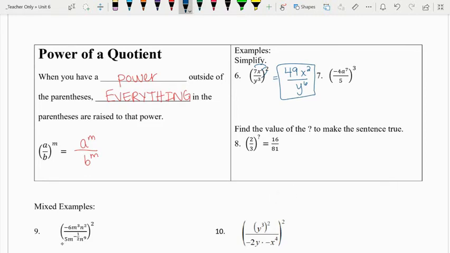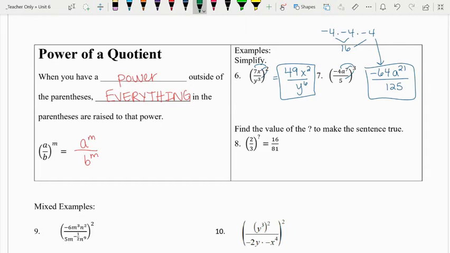Same thing on the next one. When you distribute the cube, okay, this does give me negative 64 because negative 4 times negative 4 times negative 4 gives me 16 times negative 4, which is a negative 64. Okay, so be careful with those negatives. Then we have a to the 21st over 5 to the 3rd, which is 125. Now, if you can reduce it, you should, but this one can't.